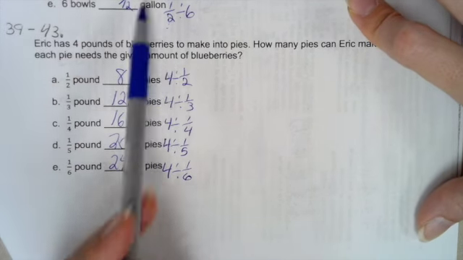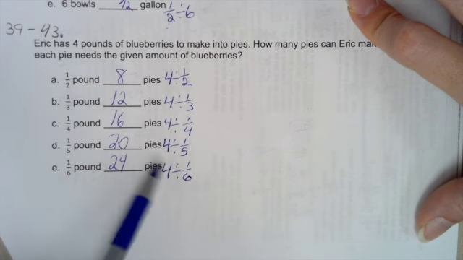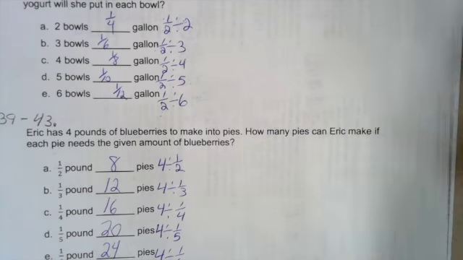This is dividing whole numbers by fractions and fractions by whole numbers. You have to make sure that you pick the right number first in order to get the answer correct.